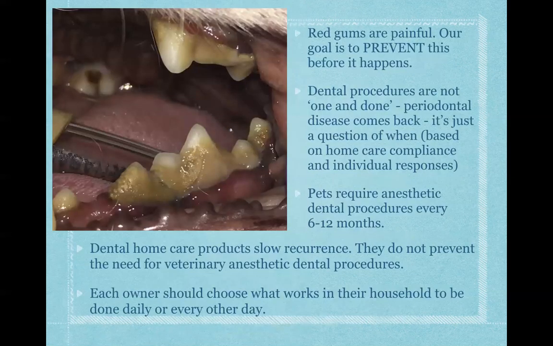Our goal is to prevent dental disease before it happens. The red gums you see, those are painful. Dental procedures sadly aren't a one and done thing. Periodontal disease comes back. It's just a question of when, and that's based on individual responses as well as the ability to treat with home care. Pets require anesthetic dental procedures every 6 to 12 months. In general, it's every year, but sometimes they have changes that say there's already bone loss.